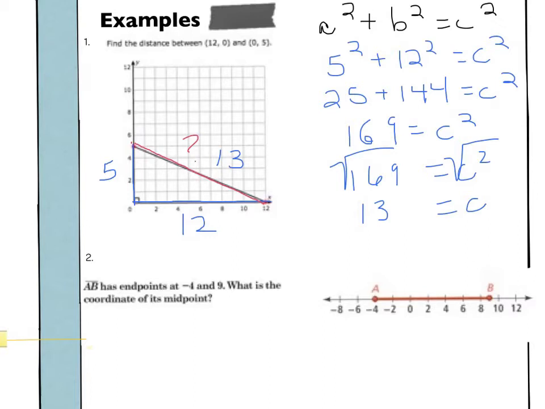Now again, you could have used the distance formula, but I feel like this is just a method that's going to be easier and definitely helps you understand the problem better.